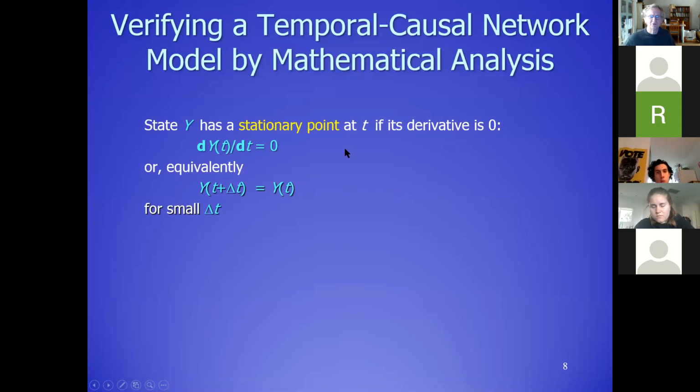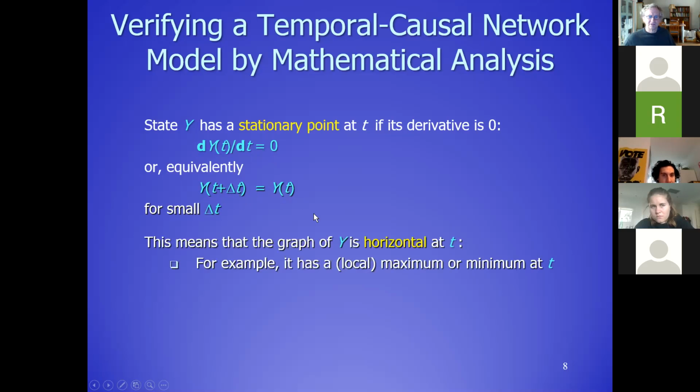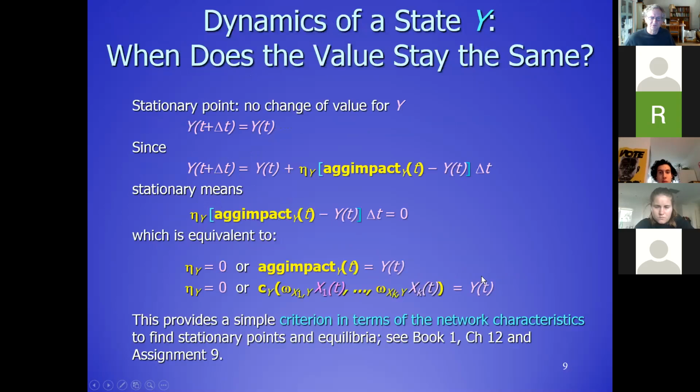A stationary point: the curve is flat and the derivative of the function is 0, or if you have a very small delta t, then the next point is at the same level as the previous point. That means indeed that the graph is horizontal. In most cases, it can be a local maximum or a local minimum of the function at t. That's how you can mathematically describe it.